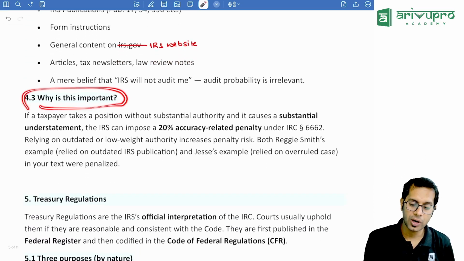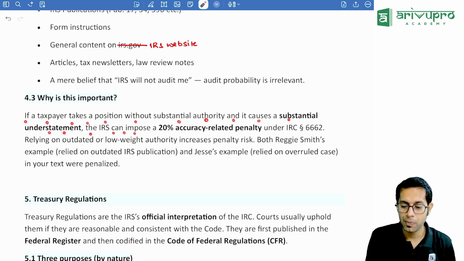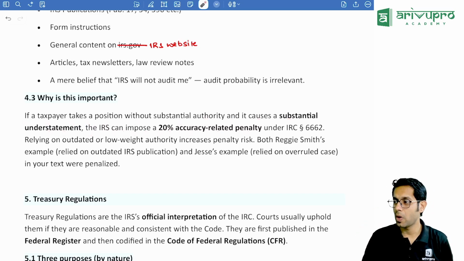Why is this important, sir? Why are we studying substantial authority? If a taxpayer takes a position without substantial authority and it causes a substantial understatement, then the IRS can impose a 20% accuracy related penalty. Sir, why is this point which you have studied very important, sir?